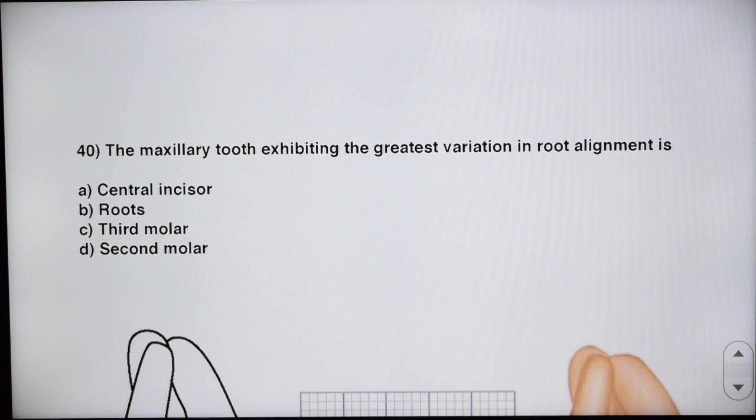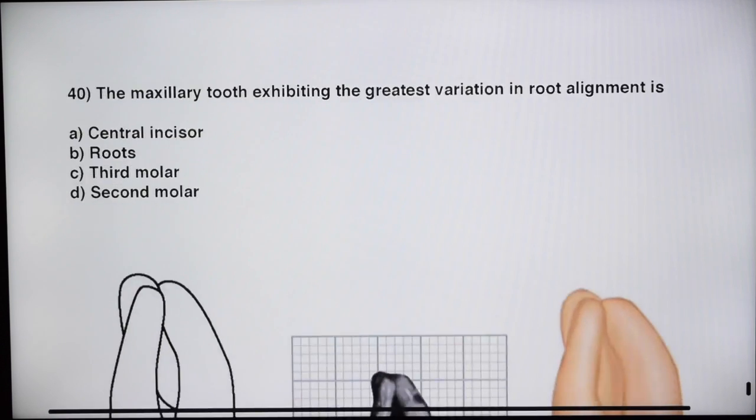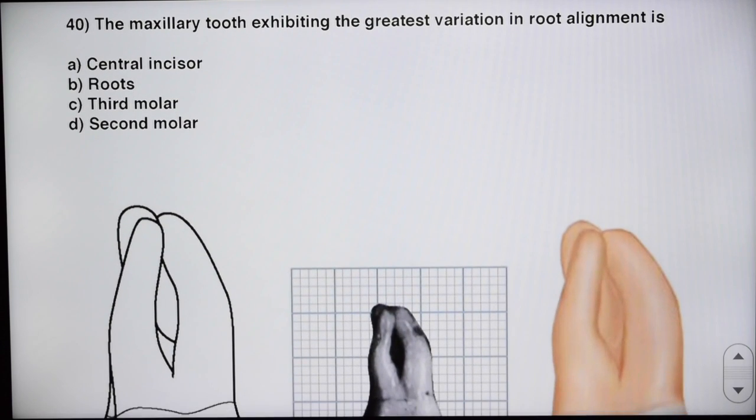And moving on to the next question, the maxillary tooth exhibiting the greatest variation in root alignment is? Obviously it is the third molar, where we commonly find fused roots, and also the roots have more distal orientation. So in an IOPA, if you observe most of the cases, the roots are found more distally, orienting themselves away from the roots of the maxillary second molar, right? So the appropriate option here is third molar.